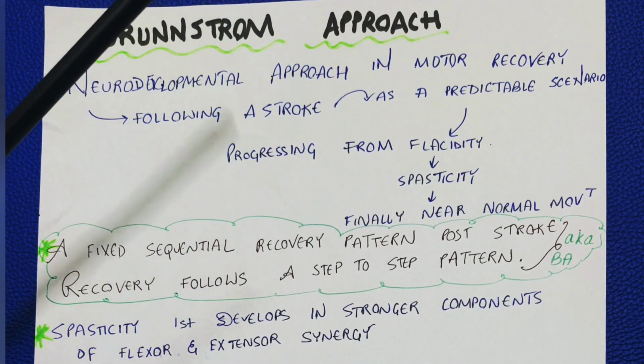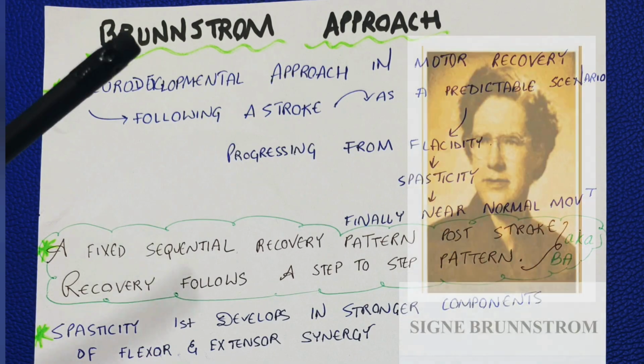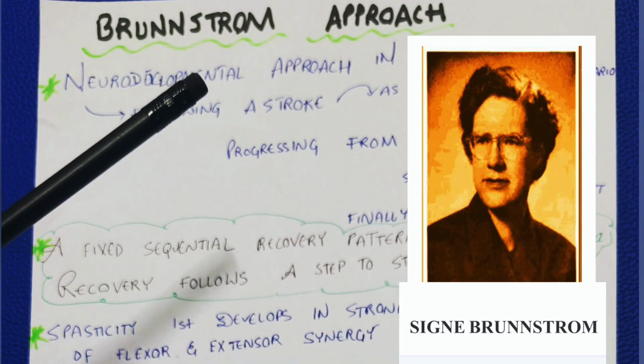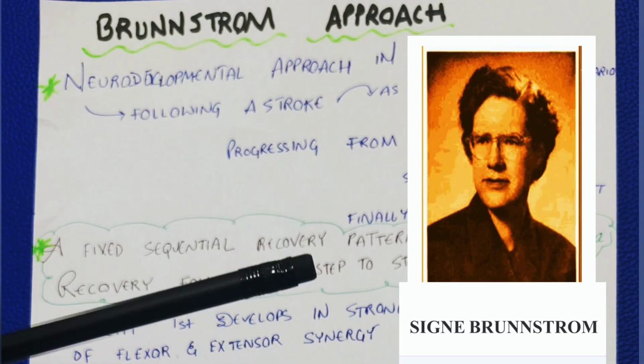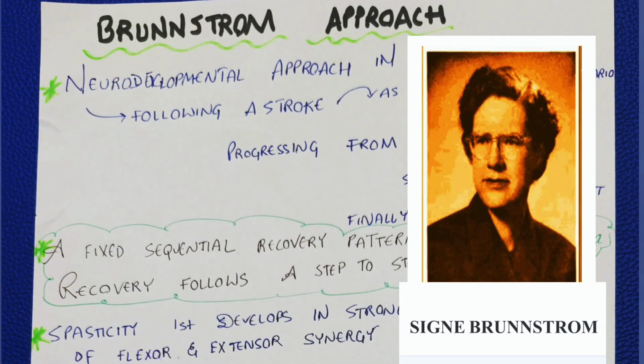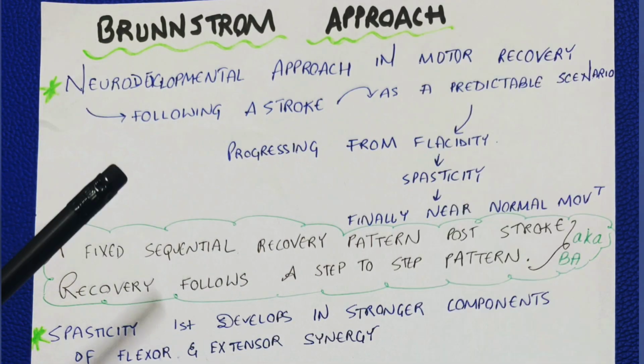Brunnstrom Approach. This was developed in the early 1950s. It was a trial and error method. The Brunnstrom approach was particularly designed for hemiplegic subjects, and Brunnstrom used motor control literature and observation of the patients.